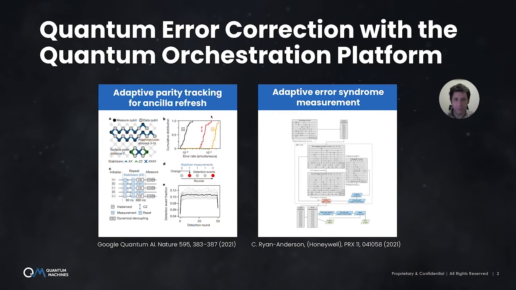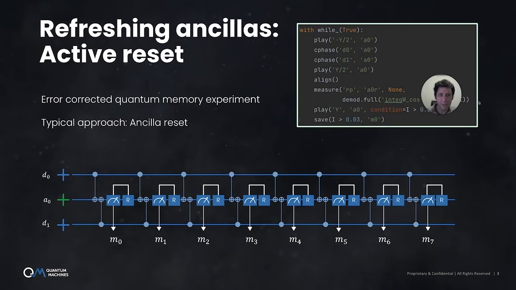The two experiments I'm going to talk about are adaptive parity tracking for ancilla refresh, which I'm going to talk about in the context of the Google Quantum AI work on repetition codes. And the second example I'm going to give is adaptive error syndrome measurement, which I'm going to talk about in the context of the Honeywell experiment on real-time fault-tolerant error correction. Okay, so let's start with refreshing of ancillas with active reset and active parity tracking.